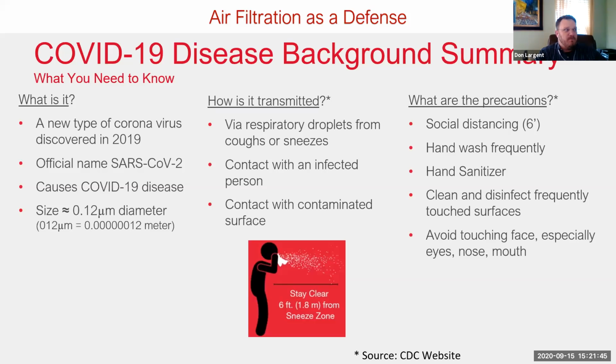So a quick background: COVID-19, which is what everyone's talking about in the news, is the disease resulting from the novel coronavirus SARS-CoV-2, as it's been officially labeled. The size of that specific virus happens to be about 0.12 micron in diameter. Viruses can be down to 10 nanometers or 0.01 micron, so 0.12 micron is actually a pretty large virus as viruses go. Bacteria are typically about two times that size, just to give you an idea of what we're talking about.